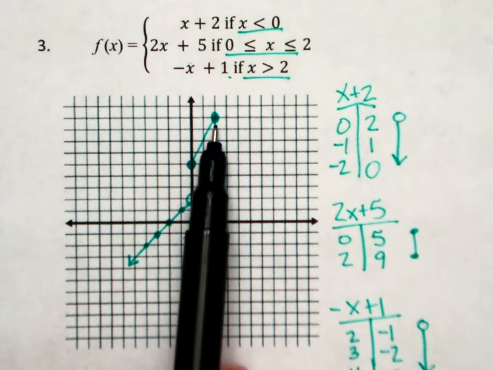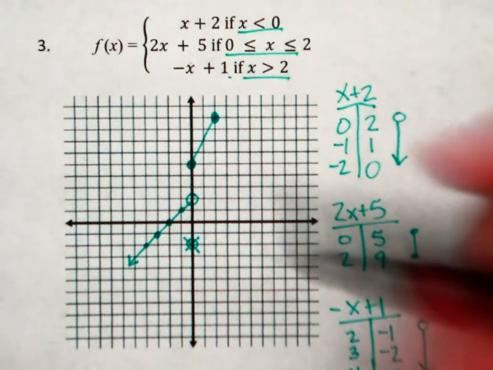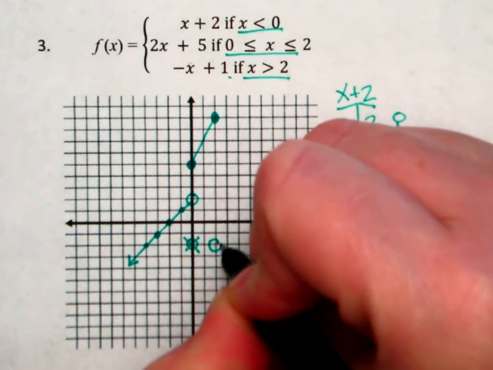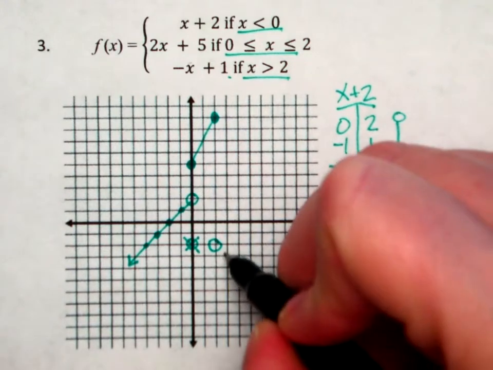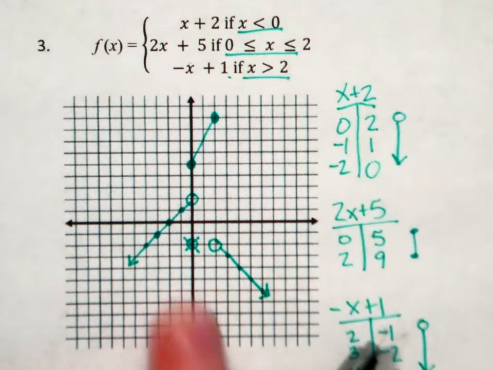My x's are all going up to 2. And then this one here starts at 2. So 2, negative 1. Open circle. And then my slopes give me these points, continuing on forever. And I get every value here going on for x.